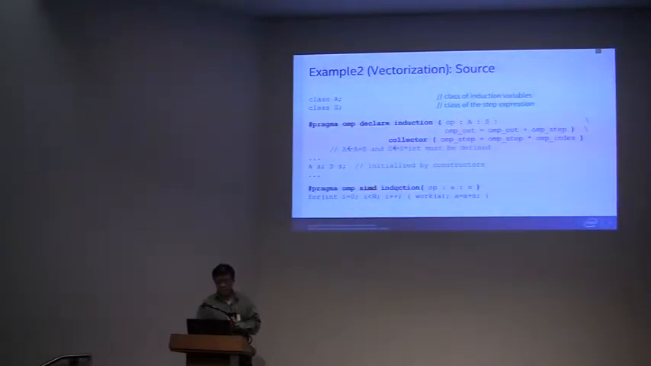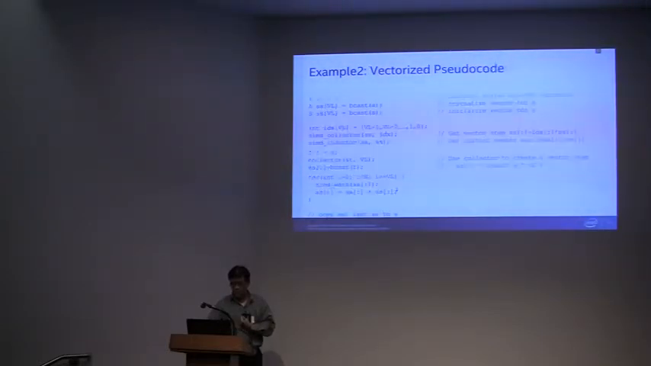And for vectorization, in terms of specifying it, it is basically the same. The declare induction, this is the same as the previous slide. The only thing here is that instead of pragma omp parallel for, now it's pragma omp simd. But other than that, the specification is the same. And of course, the code generation would be different because this is for vectorization.